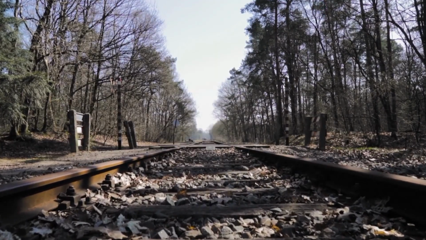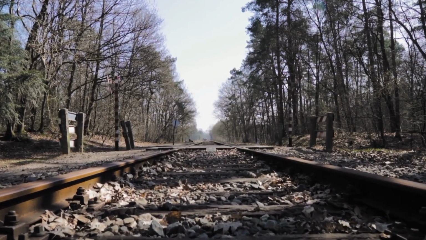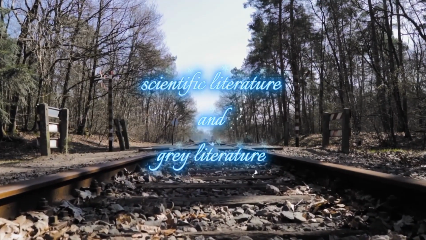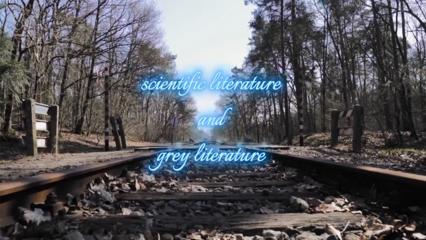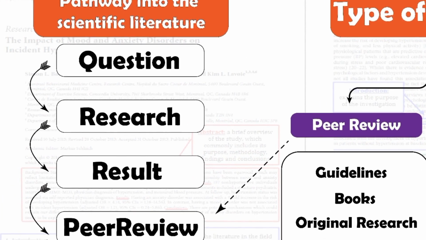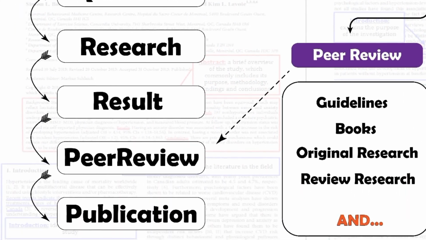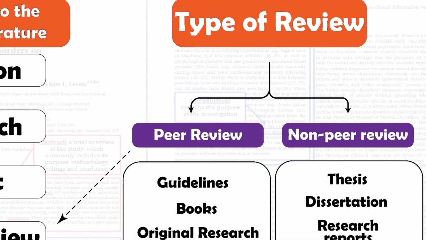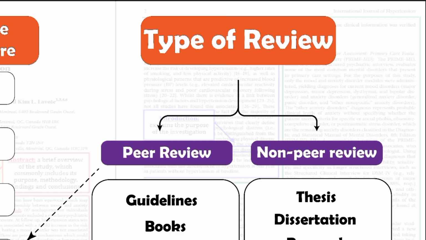Thus, researchers seeking a complete understanding of a subject must examine both scientific literature and gray literature, because each can provide important clues for advancing knowledge and initiating new studies. To better understand scientific and gray literature, we must first know what scientific review is and what types it includes. Scientific review is the process in which a paper or study is examined by specialists before publication to confirm its scientific validity. The most important type of review is peer review.